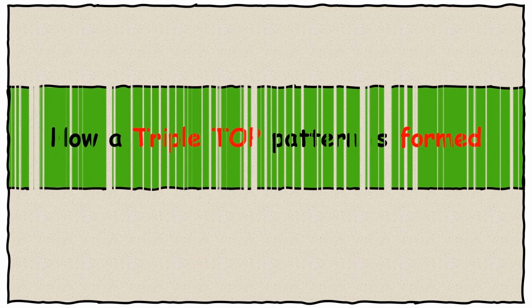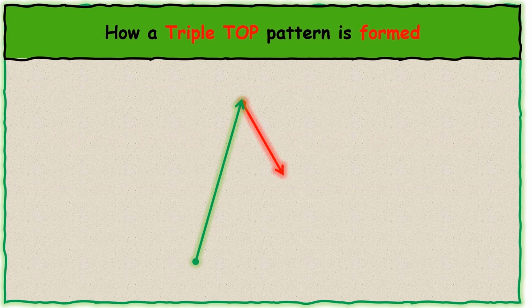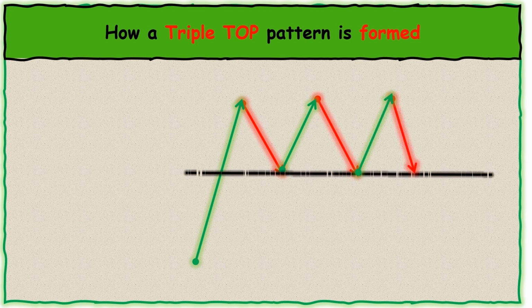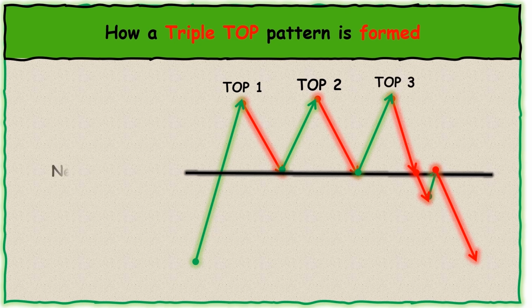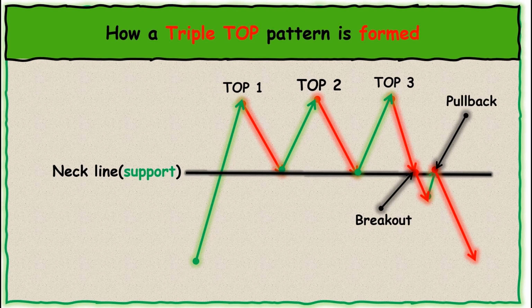How a triple top pattern is formed. The formation of the triple top pattern begins when the price rises and hits a resistance level, retreats, and then returns to test the resistance again, forming the first two tops. After failing to break through the resistance for the second time, the price pulls back again before making one final attempt to break through the level. However, it is again rejected, and the price falls below the support level, completing the triple top pattern.